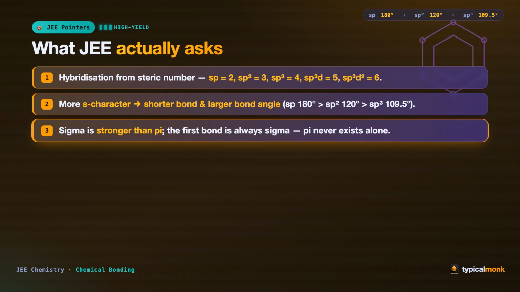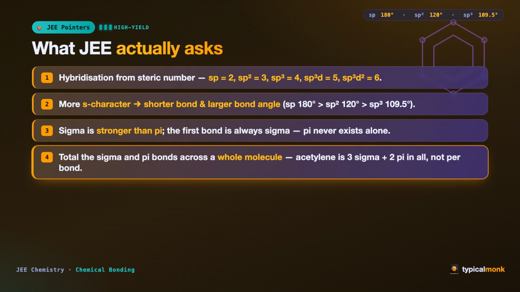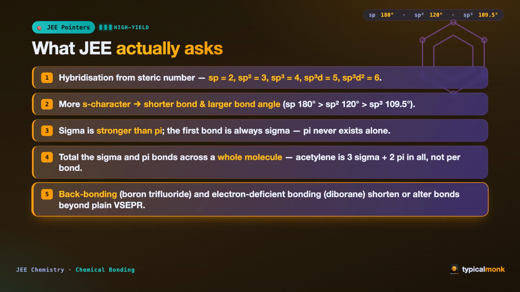Now 3. A sigma bond is stronger than a pi bond, and the very first bond between 2 atoms is always the sigma. A pi bond never stands alone. 4. Total the sigma and pi bonds across a whole molecule. Acetylene, for instance, carries 3 sigma bonds and 2 pi bonds in all, and JEE wants that whole molecule count, not just 1 bond's worth.